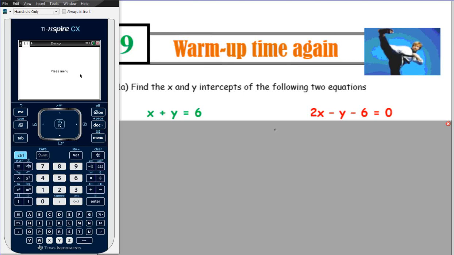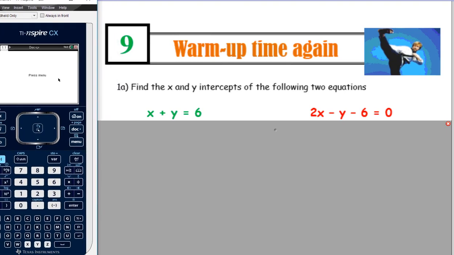On using the TI Inspire calculator to check your answers and to find where two lines intersect and to find x and y intercepts. We're going to start with a warm-up of some previous material. So warm-up time again. Find the x and y intercepts of the following.